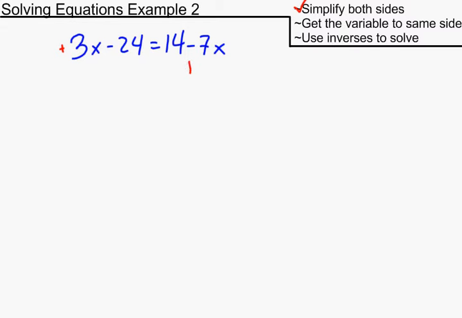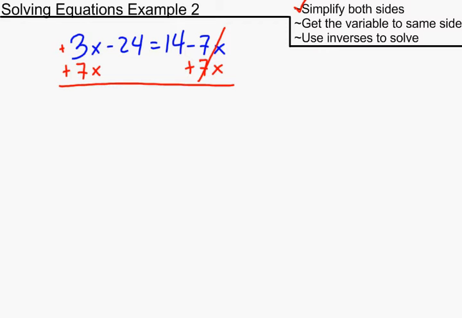I want to choose the option that's going to keep my variable positive. In this case, that would be adding 7x and adding 7x. That's not an essential step, but it's going to keep our lives a little bit simpler once we get to solving inequalities. So the negative 7x and 7x cancel out.